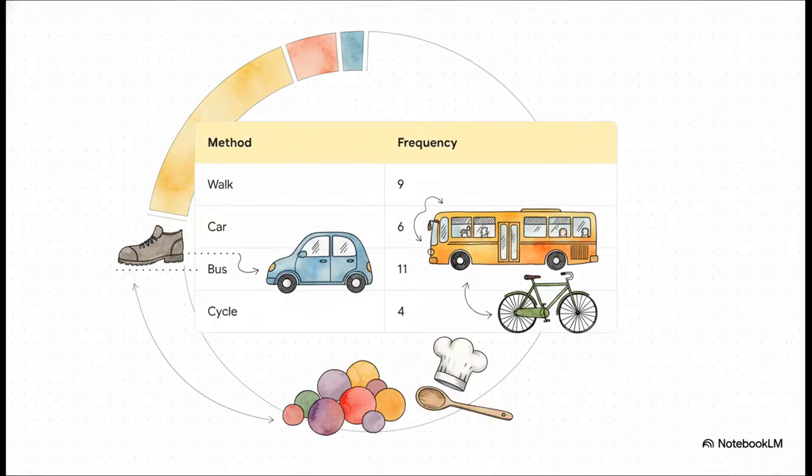All right, step 1 is our data table. Let's imagine we asked 30 students how they get to school. And here's what they told us. 9 of them walk, 6 come by car, 11 take the bus, and 4 cycle. These are our raw ingredients.